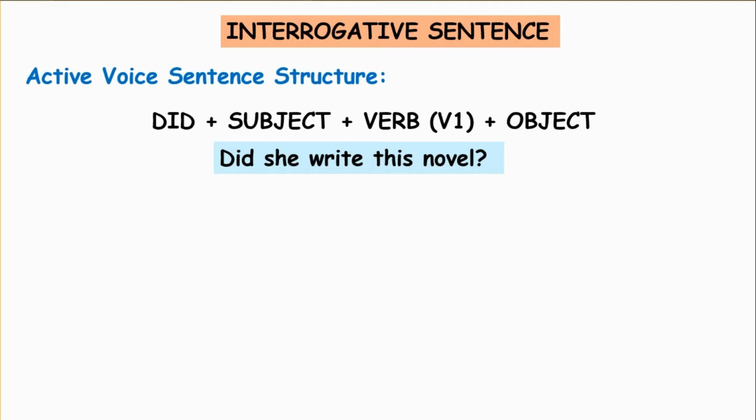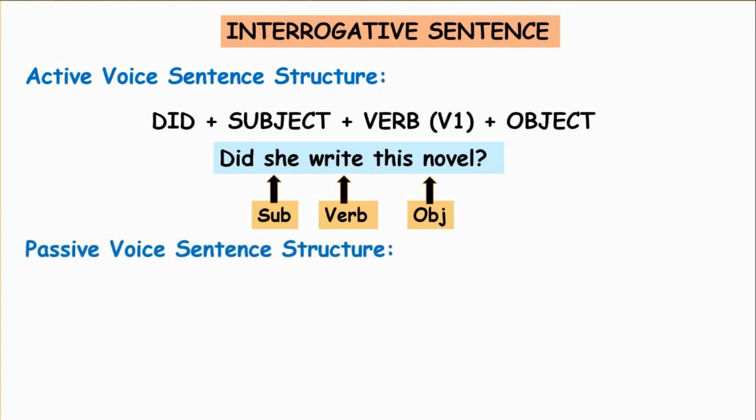Did she write this novel? Did plus subject plus V1 plus object. Okay, so here subject is she, verb is write, and object is novel. Okay, so this is the structure of interrogative active voice sentence in simple past tense.